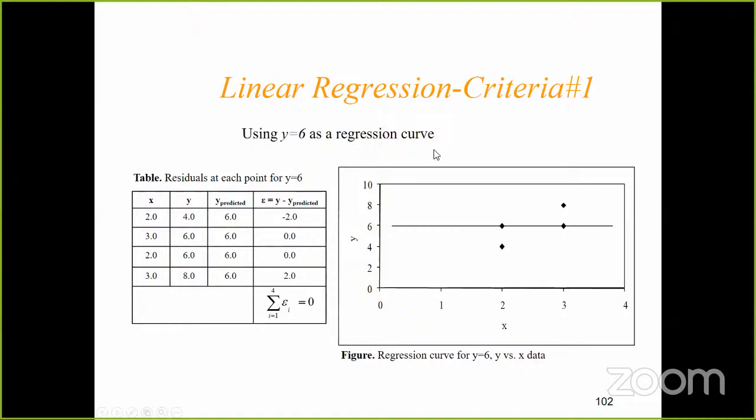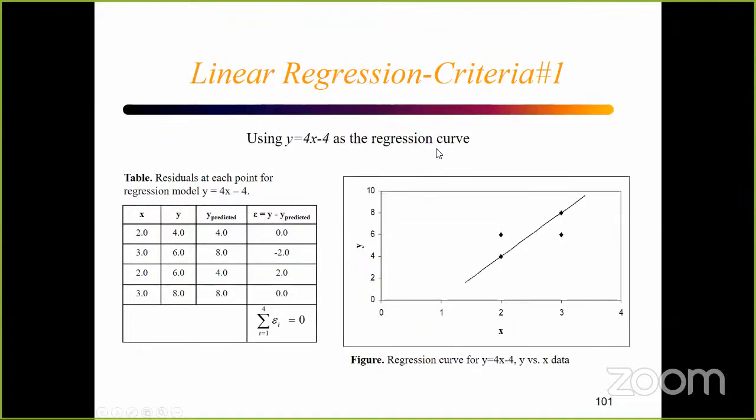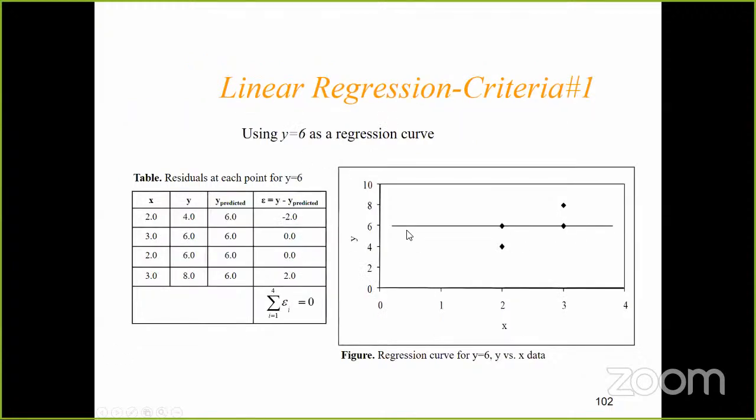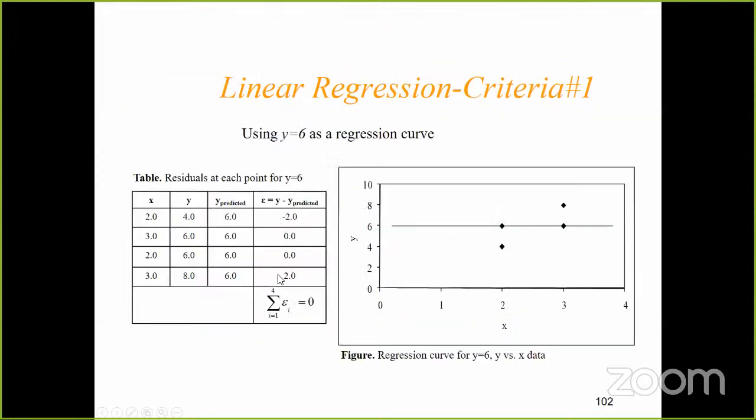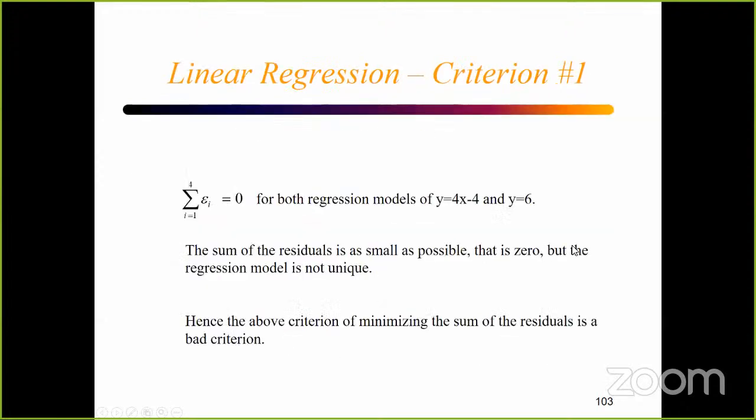Using y is equal to 6 as the regression curve, for example, here y is equal to this equation, y is equal to 6 as the regression curve. See that all are moving. This is also a possibility of a straight line. Another case, for both regression models, y is equal to 4x minus 4 and y is equal to 6, the error involved is 0, but they are not the best fit lines. The sum of the residuals is as small as possible, that is 0, but the regression model is not a unique one. Hence, the above criterion of choosing this, minimizing the sum of the residuals, is a bad criterion.